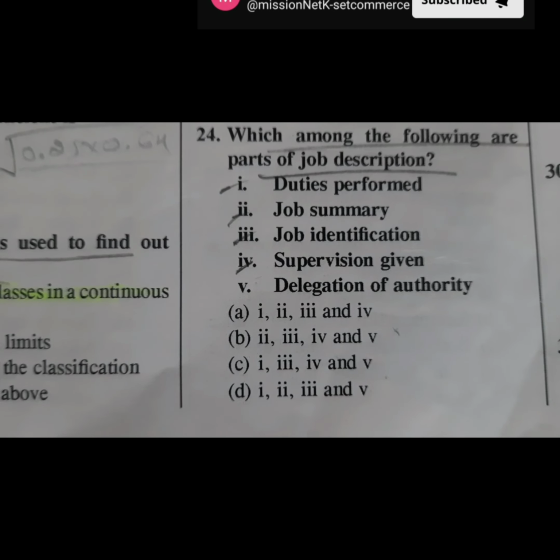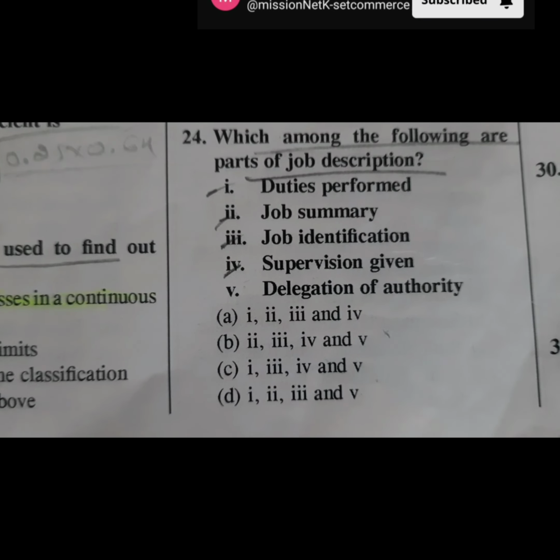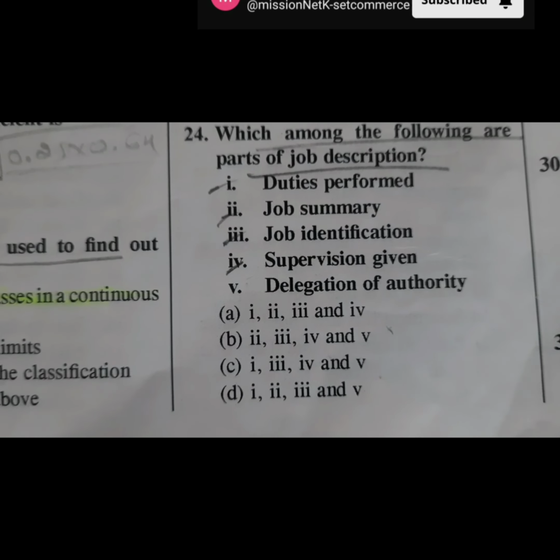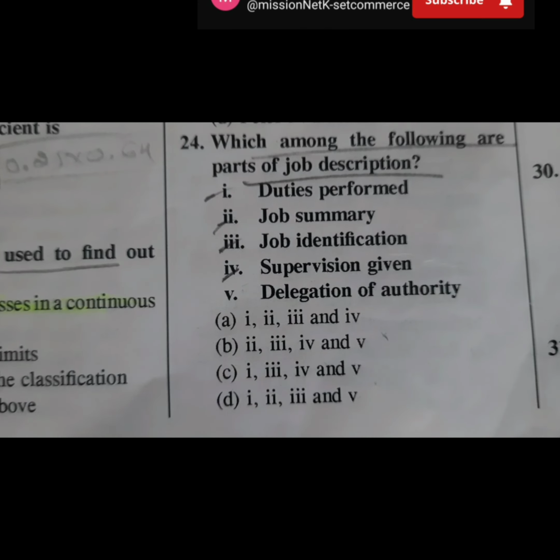Then the next question is, which among the following are part of job description? The right answer is option A. It involves duties performed, job summary, job identification and supervision given. These are the parts of job description.